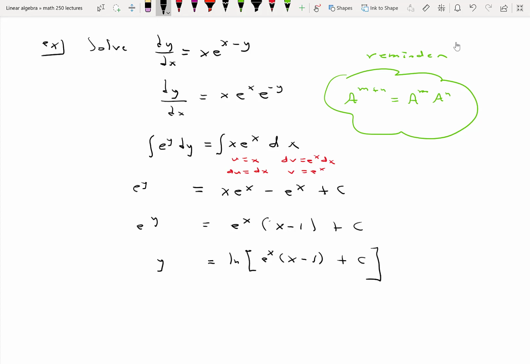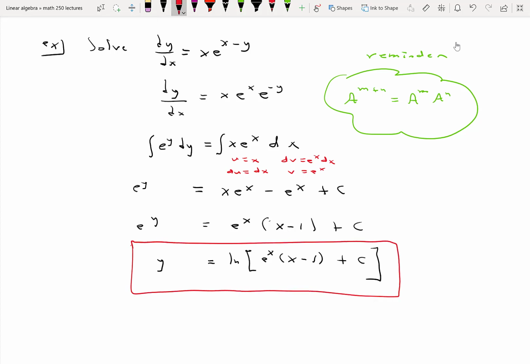And there are no absolute values here. There's no reason for them. I didn't integrate. You got the absolute values by integrating 1 over y. When you take the natural log of both sides, absolute values don't just pop into existence out of nowhere. So no absolute values necessary, or actually no absolute values can be written here. That would just not be correct. Okay.